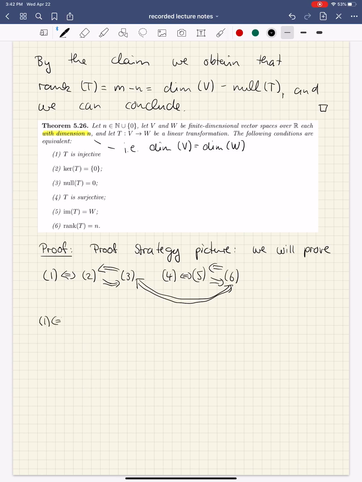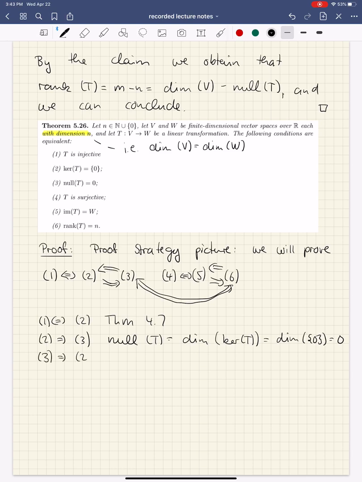Okay, and so let's start with this picture. We want to do 2 equivalent to 1. This is theorem 4.7. Now, 2 implies 3, so they're all going to be rather quick. The nullity of T is the dimension of the kernel of T, which in this case, under the assumption that the kernel is 0, is the dimension of the 0 space, and this will give you that it's 0. Now, 3 implies 2. 0 is the only space of dimension 0, so.